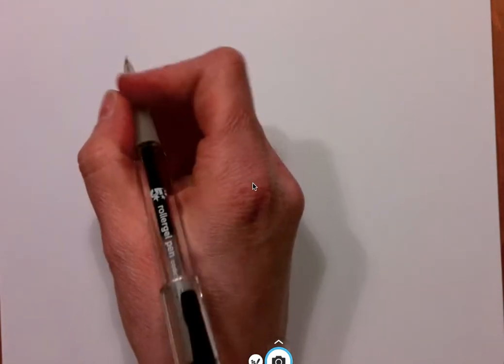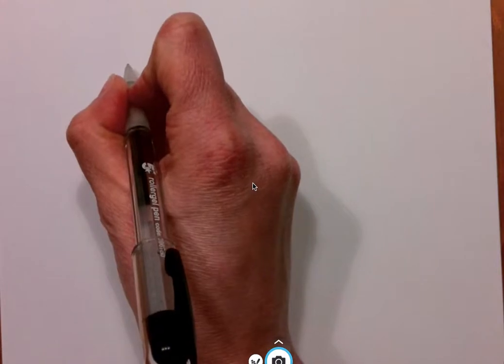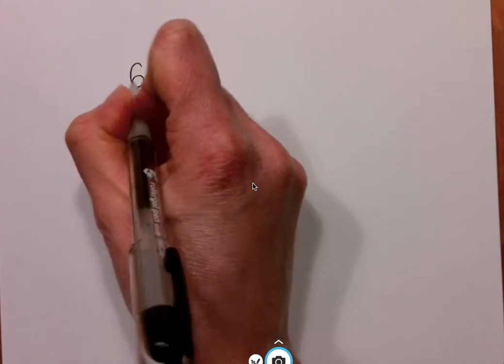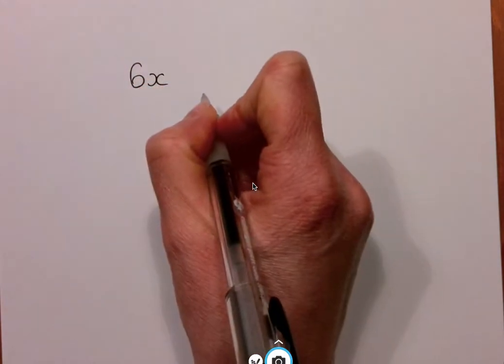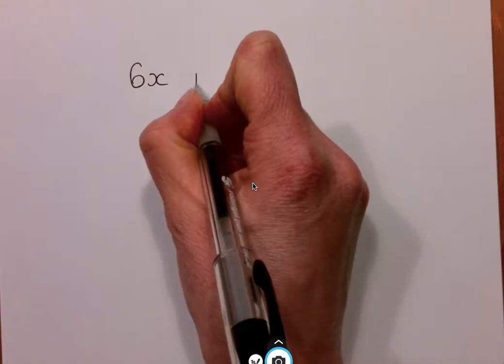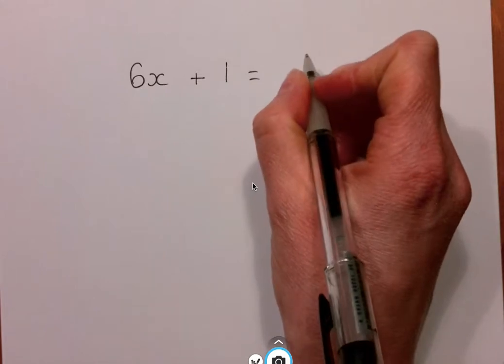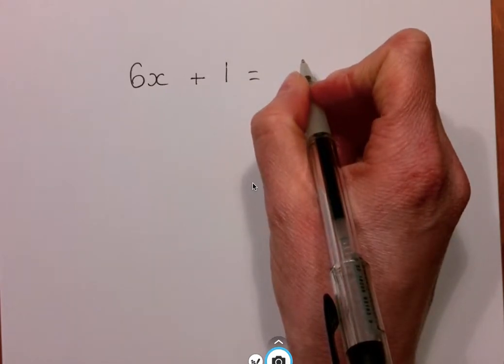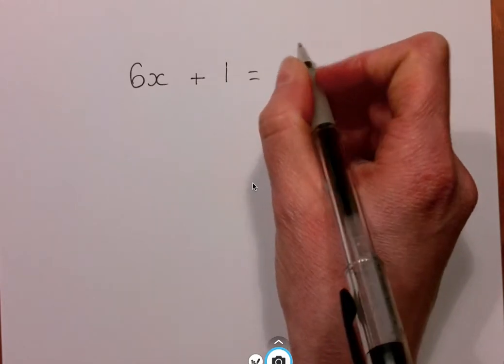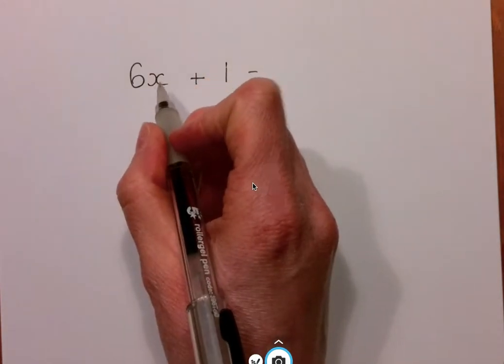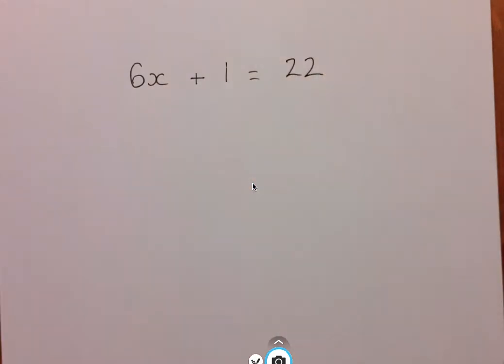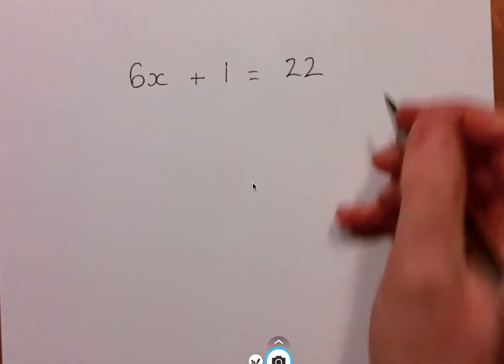Okay, so this time, say for example, I had 6x plus 1 equals 22. Sorry, I'm just thinking. Okay, so I'm trying to make my answer so it's not quite as nice. So 6x plus 1 equals 22.